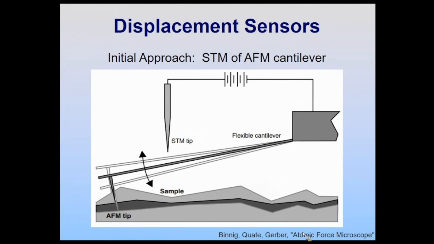Here was the very first way that Binnig, Quate, and Gerber were thinking of doing this. They had an STM tip on the back of the cantilever and used the STM tip to measure the deflection of the cantilever. I don't know who would have thought of doing this. I mean, STM on a flat surface, which is huge, is hard; on the back of the cantilever seems like a nightmare. Anyway, this is not how it is done now.